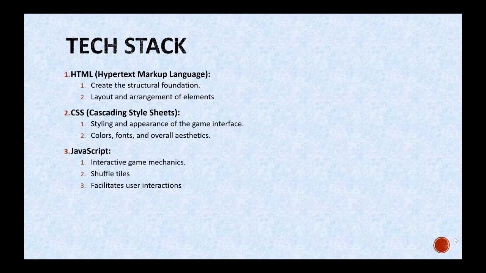Tech stack. HTML was used for creating the structural foundation of the 15 puzzle game, and defines the layout and arrangement of elements on the web page. We use CSS for styling and visual presentation of the game interface, also to define the colors, fonts, and overall aesthetic of the puzzle. JavaScript was utilized for implementing interactive game mechanics, powers the shuffling of the tiles, and facilitates user interaction.